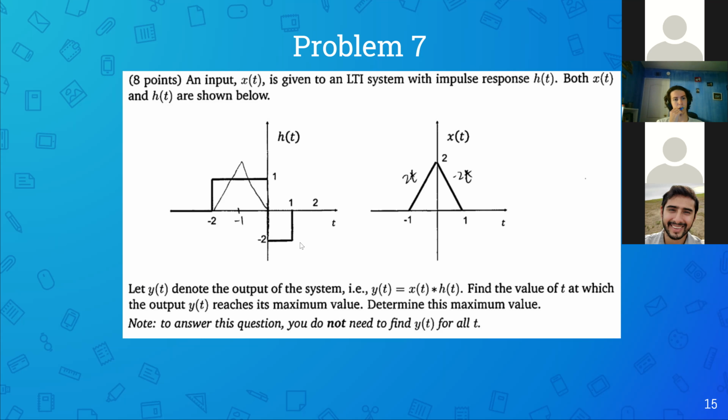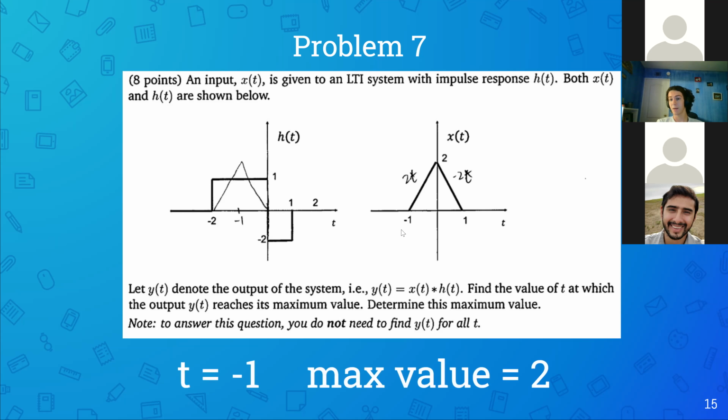Okay, so I'll go ahead and start talking about this one, just because a lot of people have been giving answers. Good stuff. You're correct at t equals -1. I'll flash the answer on the screen actually. That's when the overlap is maximal, but the max value is actually 2.